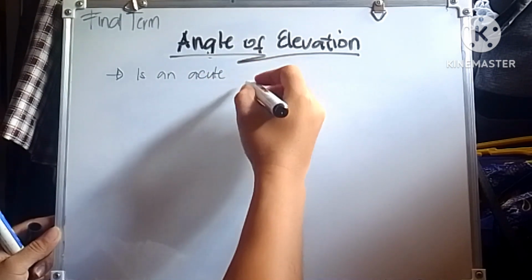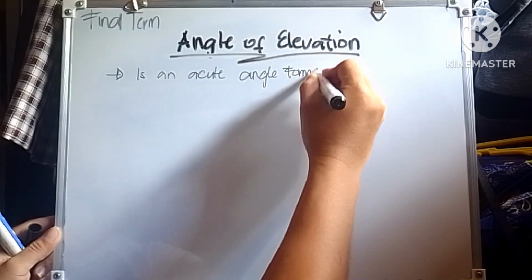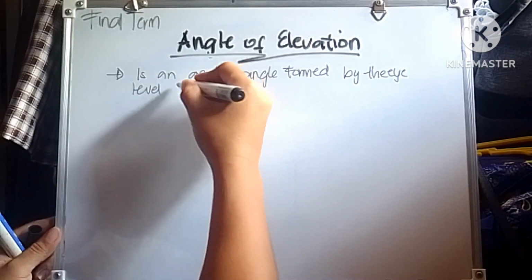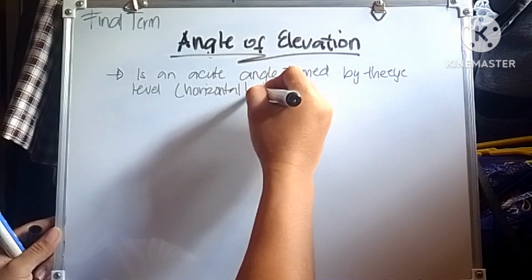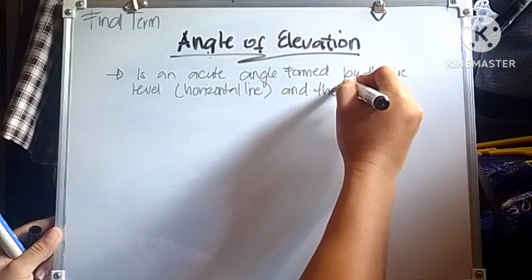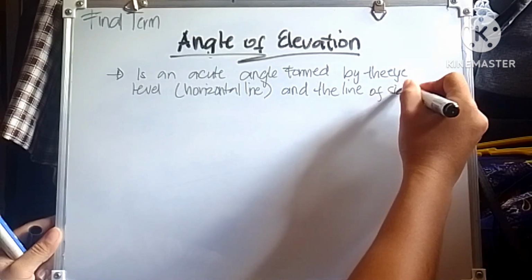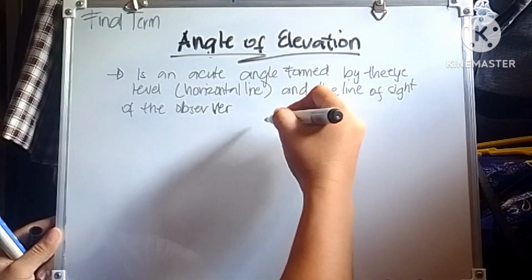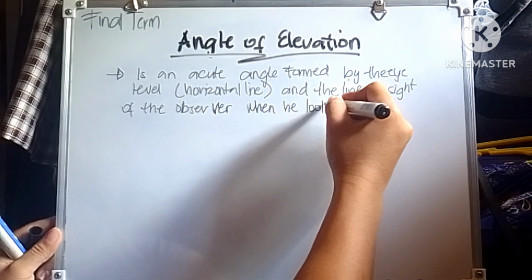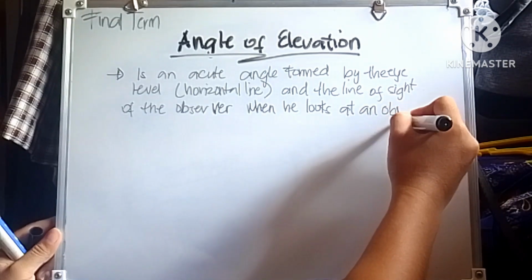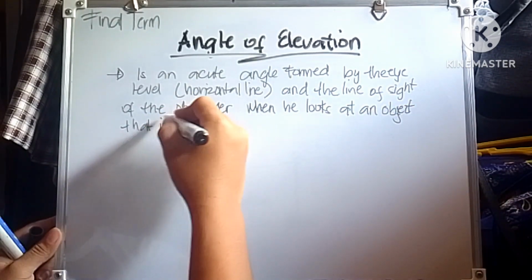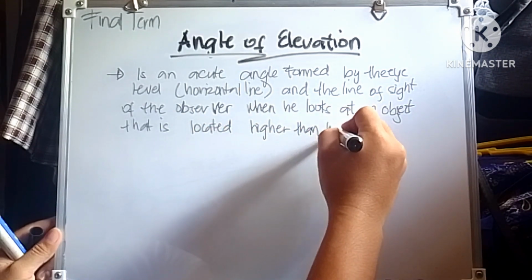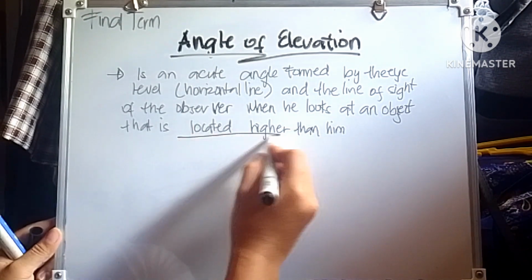So what do you think is the angle of elevation? When you say angle of elevation, it is an acute angle formed by the eye level or the horizontal line and the line of sight of the observer when he looks at an object that is located higher than him. So there is a keyword here. When we say elevation, it is an object located higher than him.